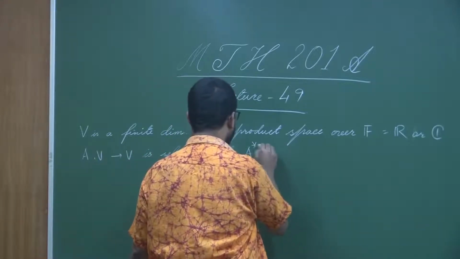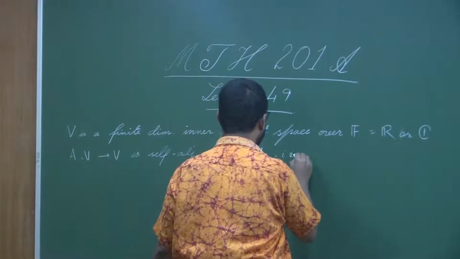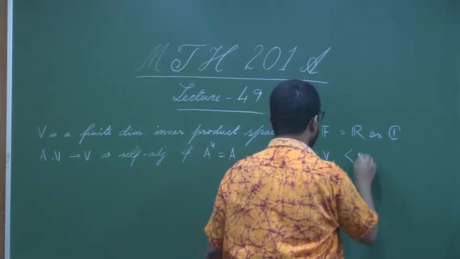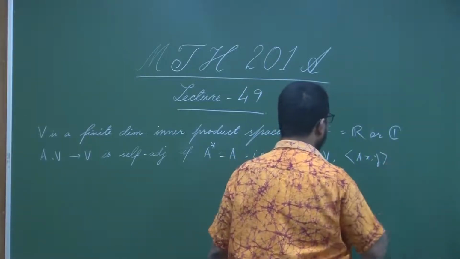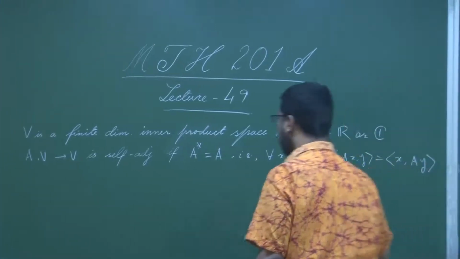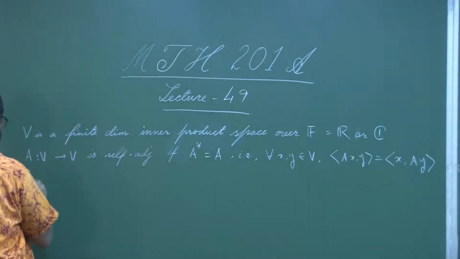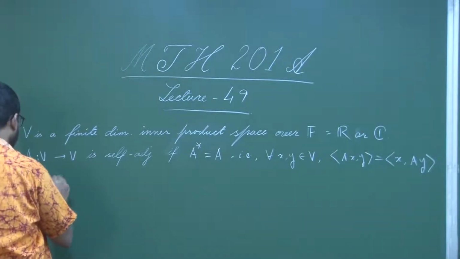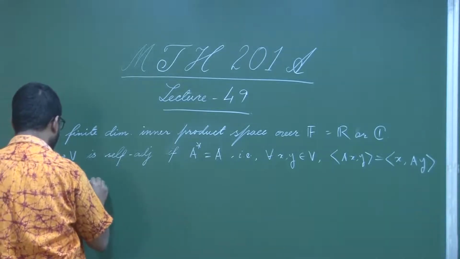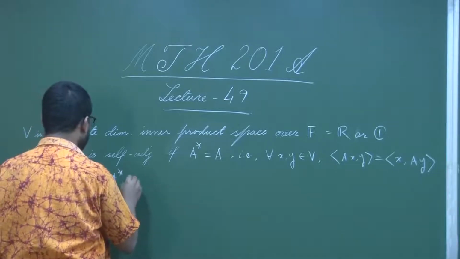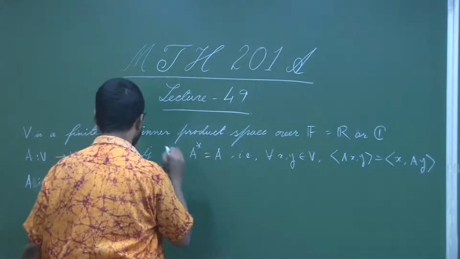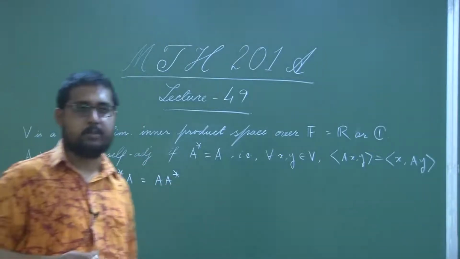If A star equals A, in other words, for every x, y in V, the inner product of Ax with y is the same as the inner product of x with Ay. Then we say A is normal if A commutes with its adjoint. Okay. So, self adjoint maps are normal.